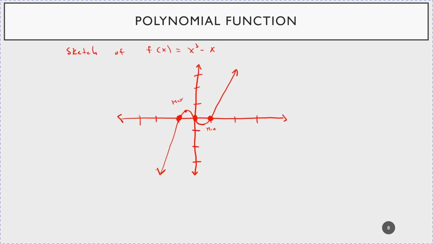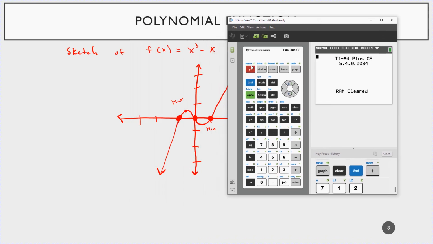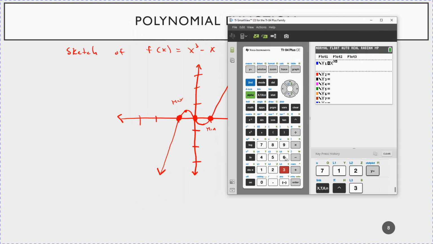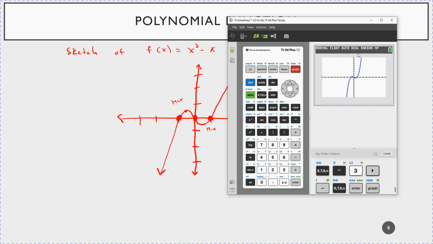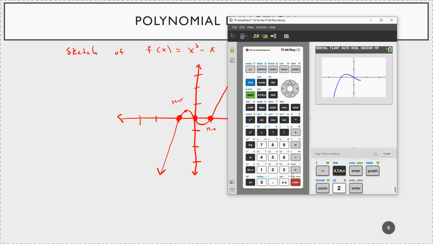All right, let's check our graphing utility and see if it produces this same graph. So let's look at x cubed minus x. Yeah, and look, I'll even zoom in a little. Yeah, you can see this is exactly what I have here. Well, not exactly, a lot of this is eyeballed, but yeah, I've got it great here.